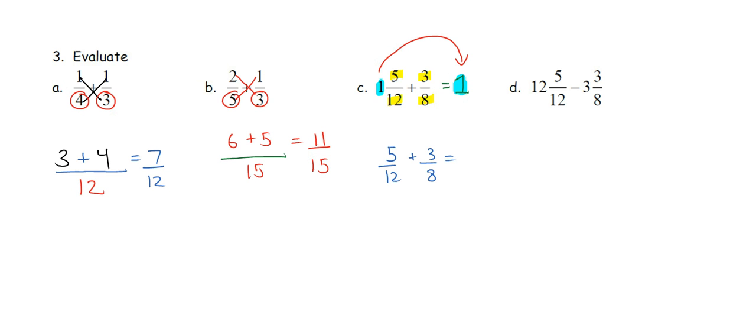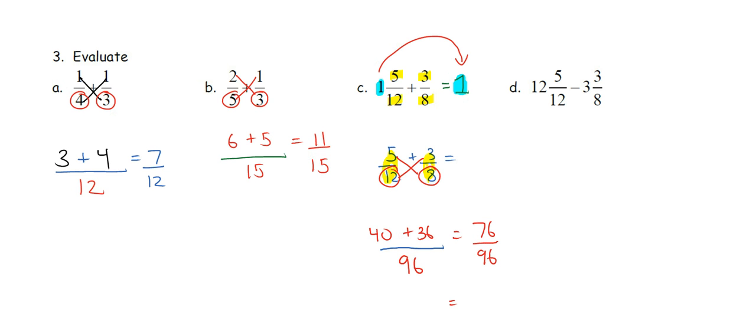Okay, so the question is, how do I add these two fractions, 5 over 12 plus 3 over 8? It's very similar to questions 3a and 3b. I'm going to draw a big line, and 12 times 8, I believe, will be 96. Then you do 5 times 8, which is 40. And then you do 12 times 3, which will be 36. So 40 plus 36 is 76, divided by 96.